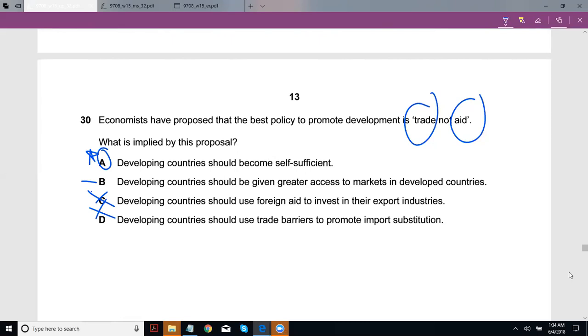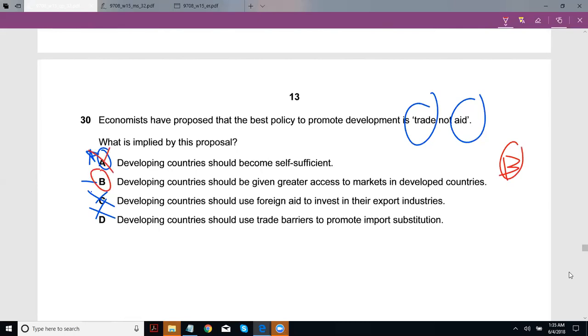It should be B, because trade not aid is more specifically pointing out that they should be given these advantages, because in this kind of aid, usually what happens is that the developed countries have some benefit to themselves. Yeah, so you're saying that it should be B because if they have greater access to markets in developed countries, then they can trade. And A is a little vague. Bilal, do you agree with that? Yeah. So we can hence conclude with your answer of B, not A, because A is a little vague.